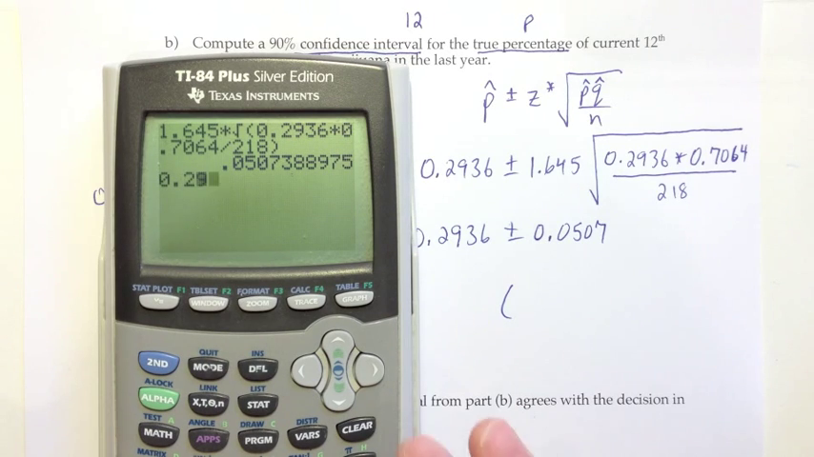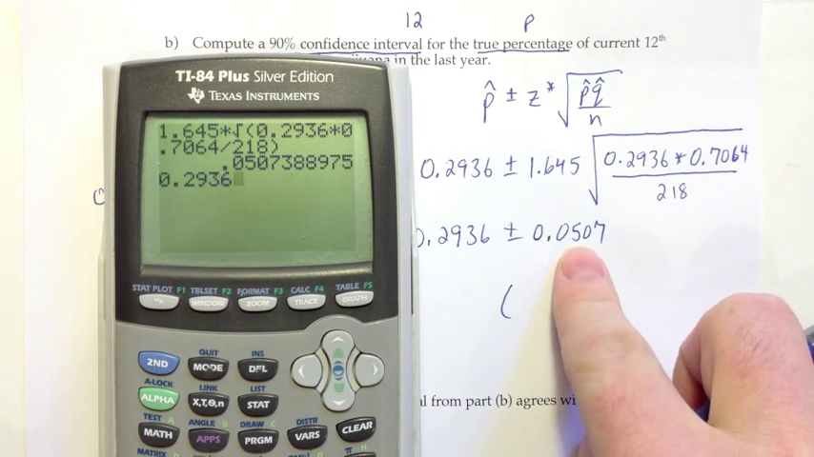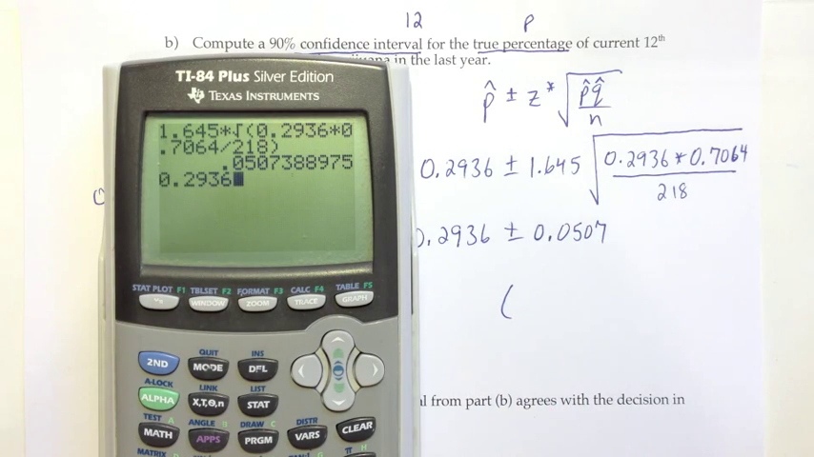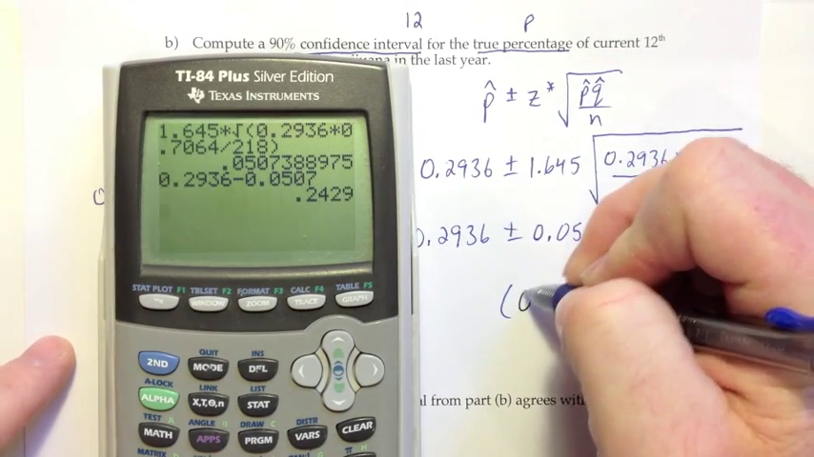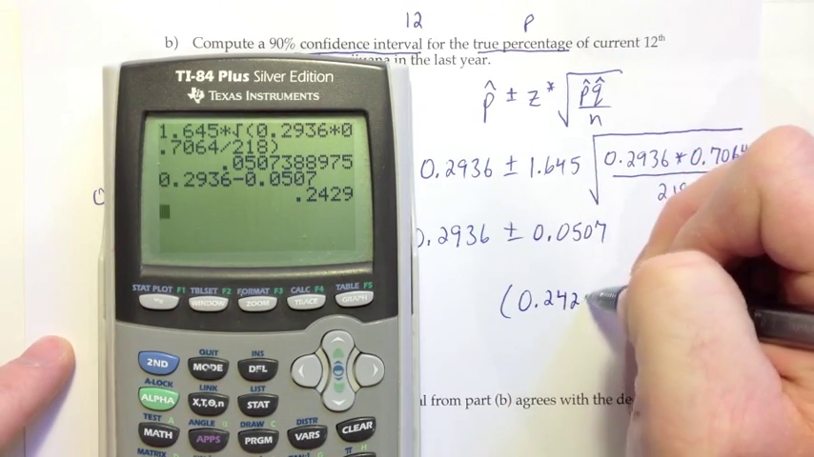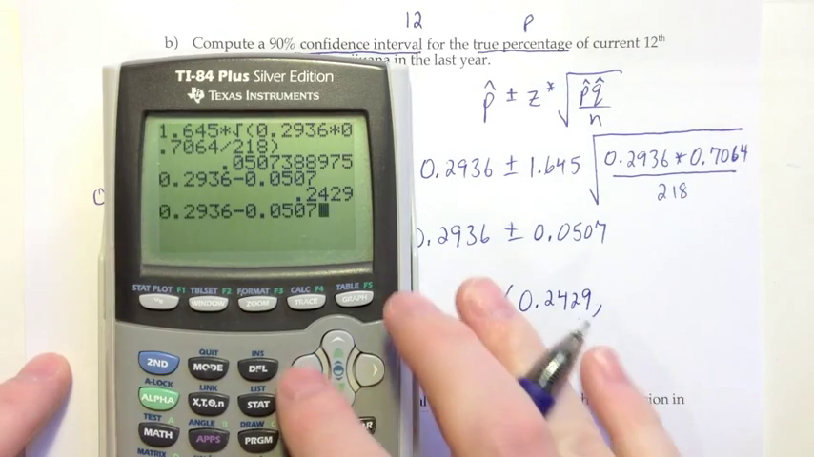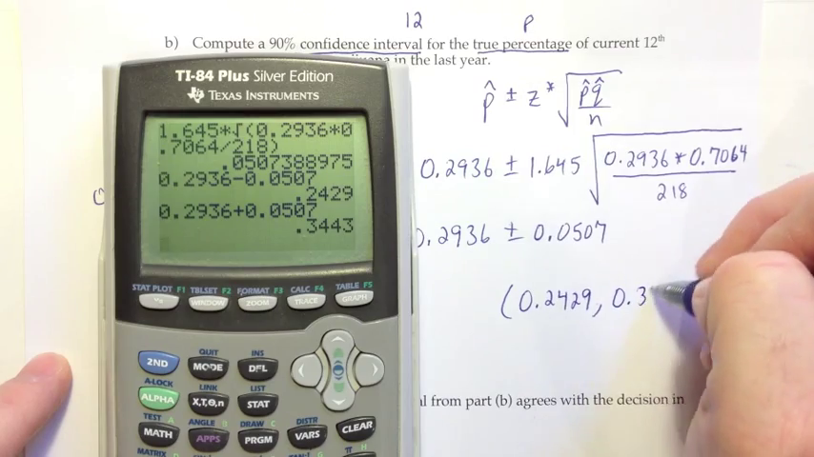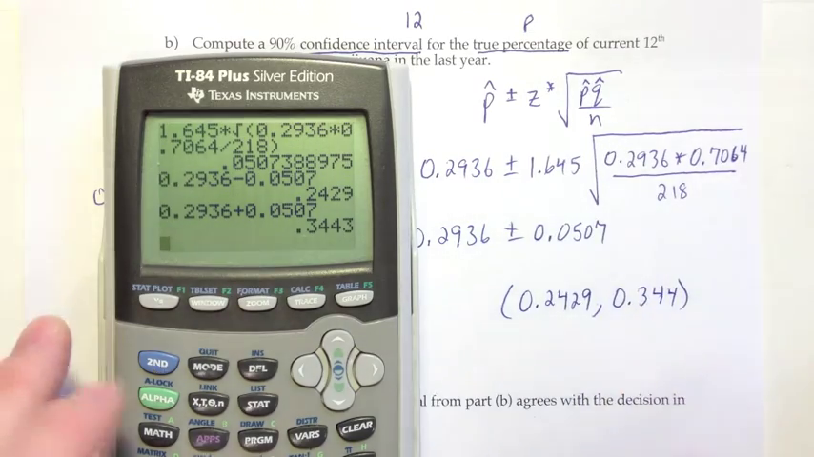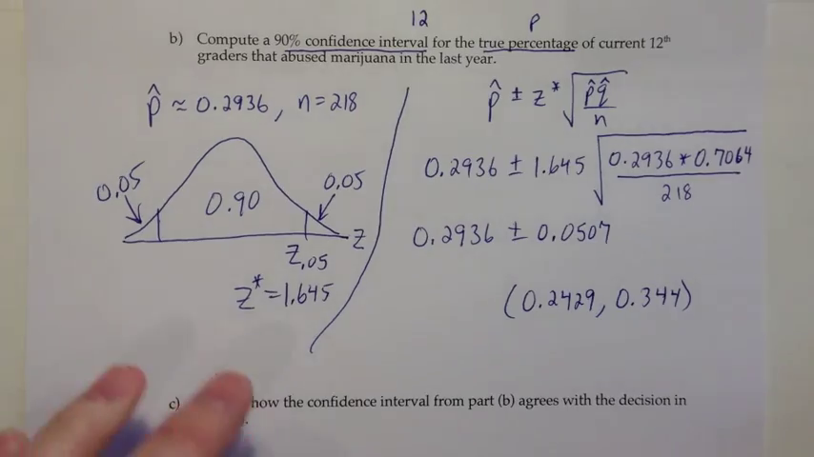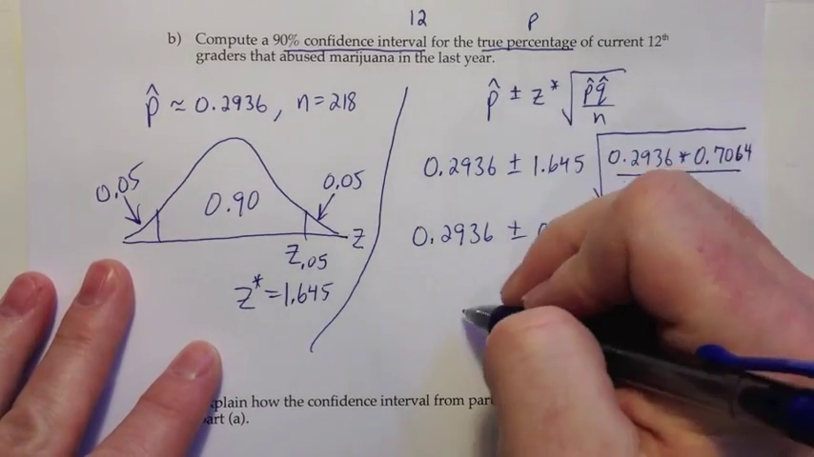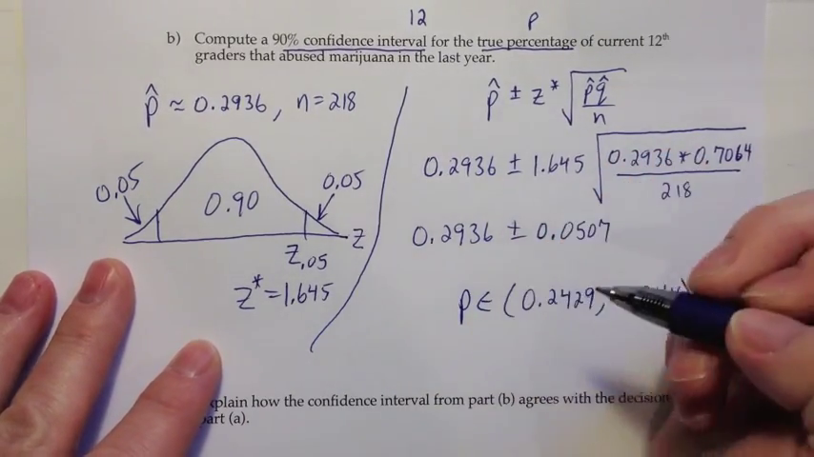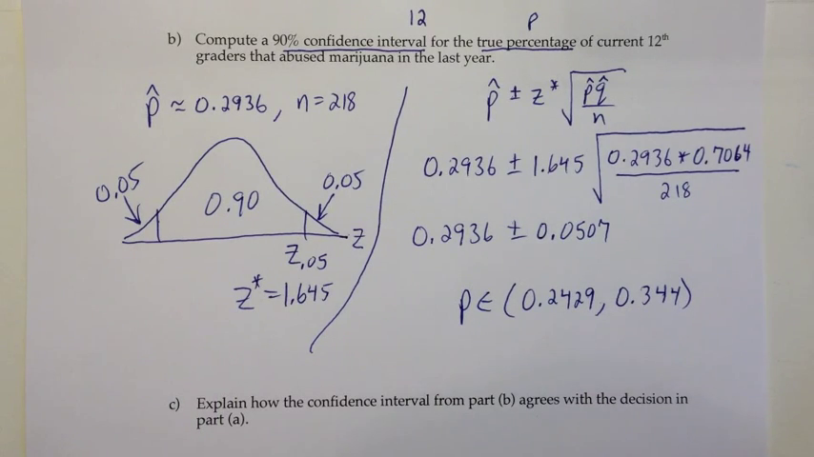And then to get our interval, we'll want to subtract and add. So 0.2936 was our estimate, but we think we may have been off from the truth by as much as 5%. So we'll subtract that 0.0507, get a lower boundary of 0.2429, and then an upper boundary, when I do the plus case, of 0.3443. And we said at the beginning that what we were doing here was a confidence interval for the true percentage p, so I'm going to just state that again, that p is an element of this interval.